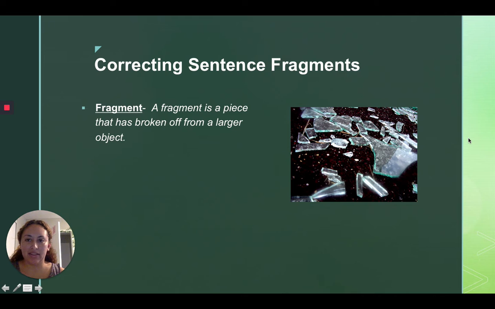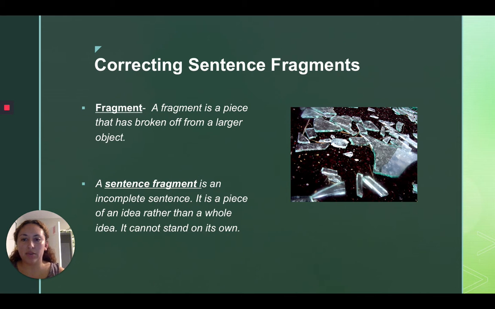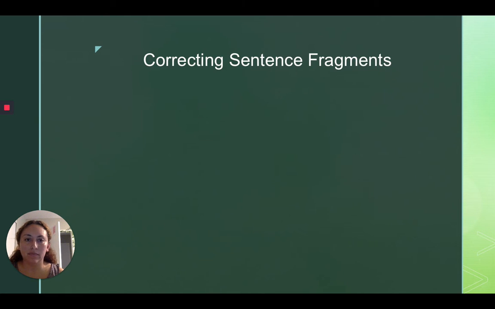So let's see. Correcting sentence fragments. A fragment is a piece that has broken off from a larger object. So when you think of a sentence fragment, it is an incomplete sentence. It is a piece of an idea rather than a whole complete idea. It cannot stand on its own. So how do we correct sentence fragments?